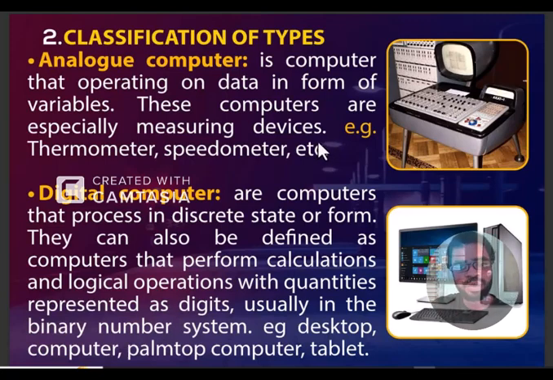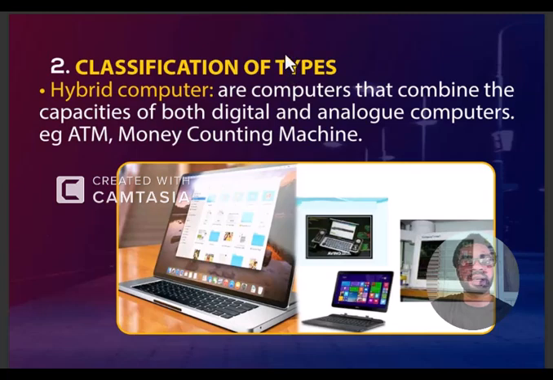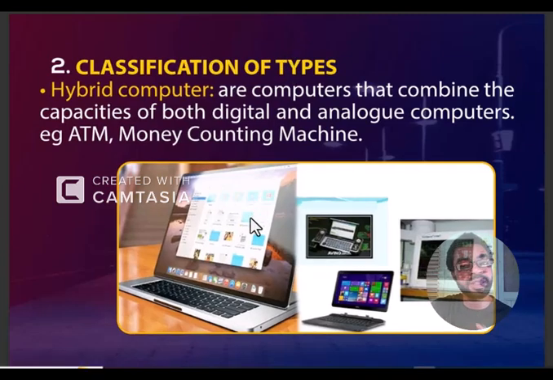You also have the digital computer. Digital computers are computers that process data in discrete states or form. They can also be defined as computers that perform calculations and logical operations with quantities represented as digits, and usually in the binary number system. Examples are the desktop computer, palmtop computer and many other things. The next one we talk about is the hybrid computer. A hybrid computer is a computer that combines the capacity of both digital and analog computers. Examples are the ATM machine, money counting machine, etc.